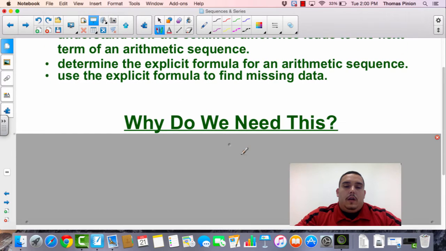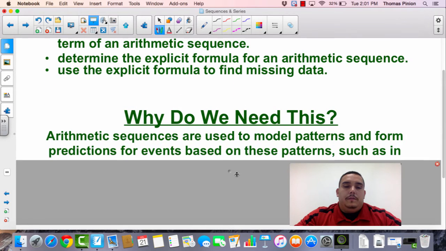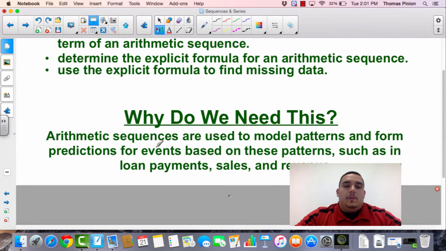Also, you need to learn how to do this because arithmetic sequences are used to model patterns and form predictions for events based on these patterns, such as in loan payments, sales, and revenue.